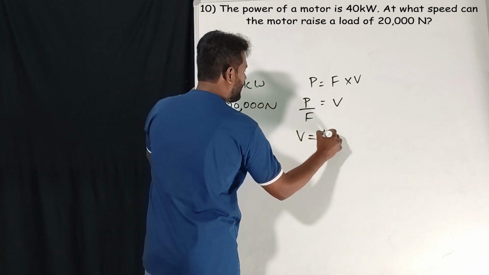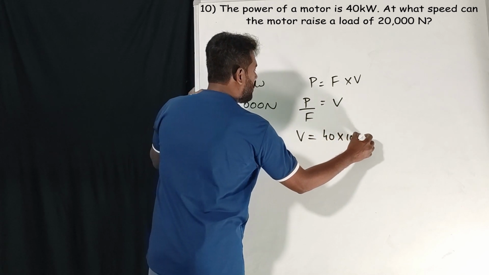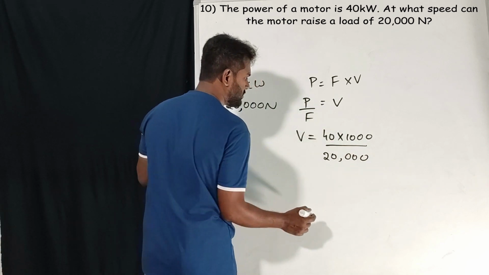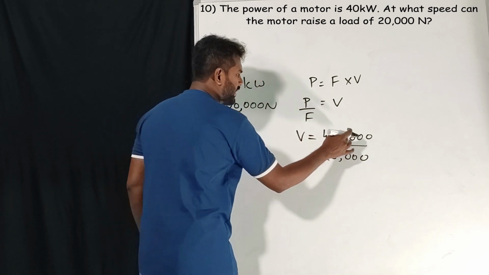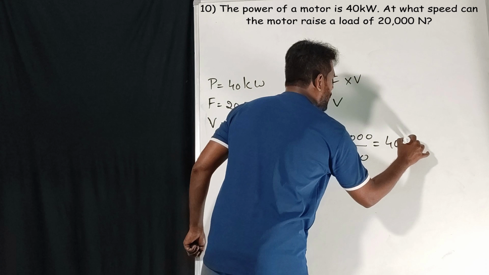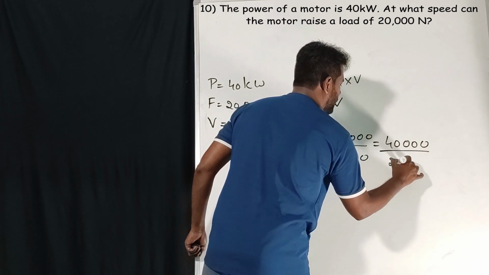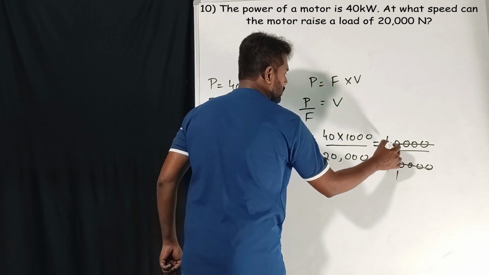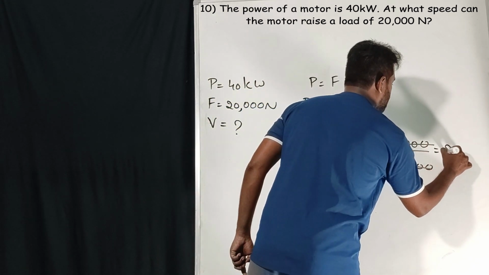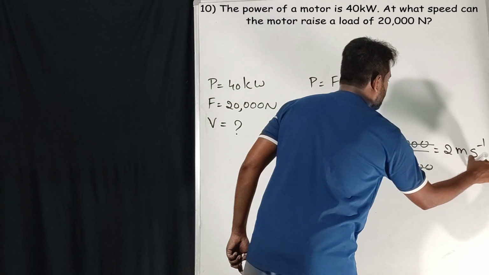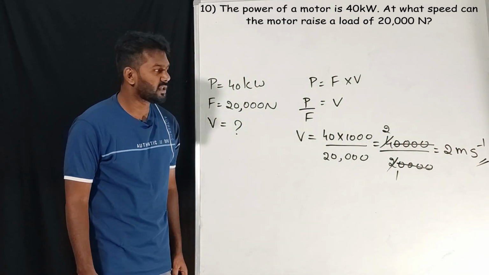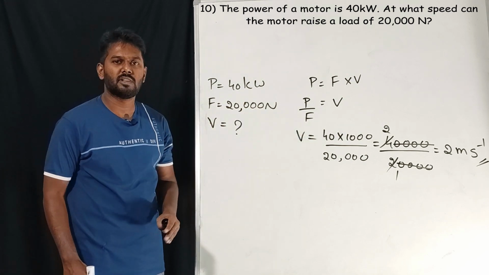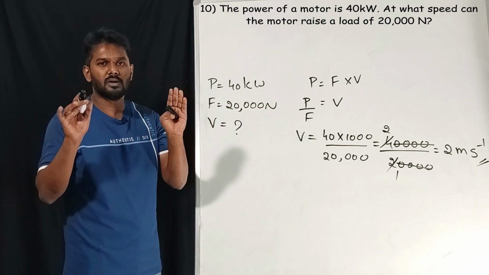So what is the power value? 40 into 1000 divided by 20,000. So 40 into 1000, that is 40,000 divided by 20,000. 4 zeros get cancelled. 2 ones are 2, that is nothing but 2 meter per second. That's it. Very simple. See, kilo is nothing but 1000. That is why I have replaced it with 1000. Very simple question.